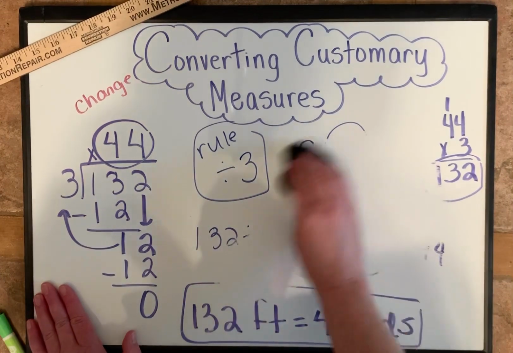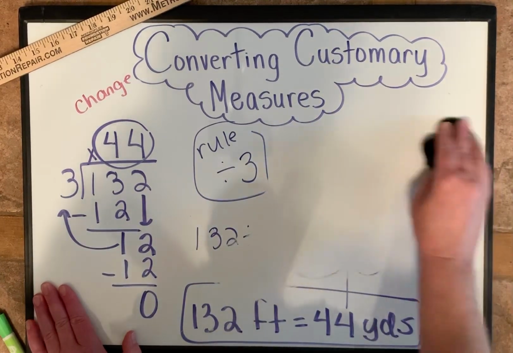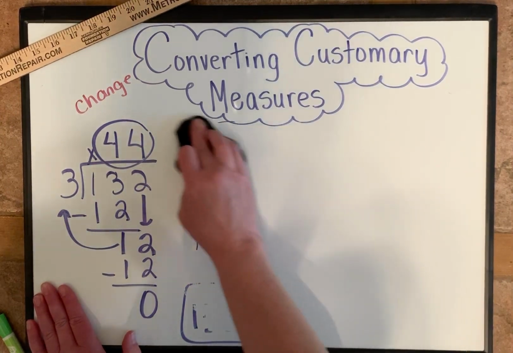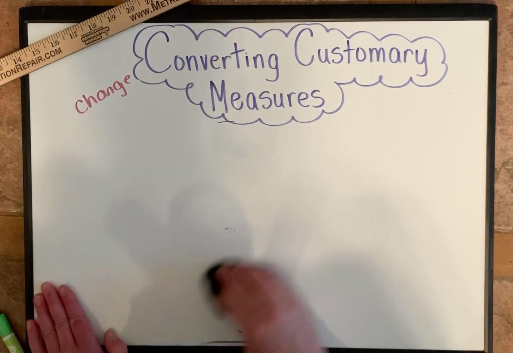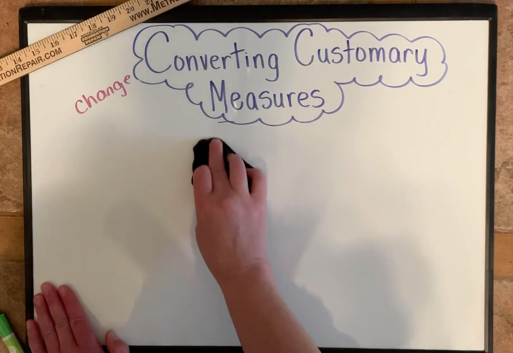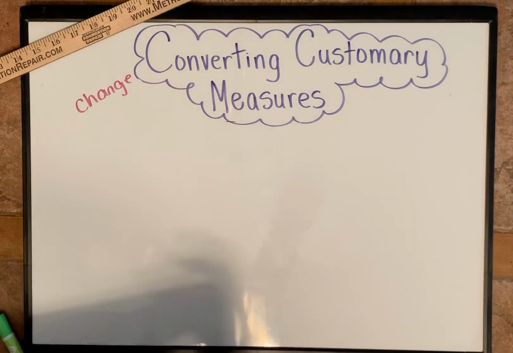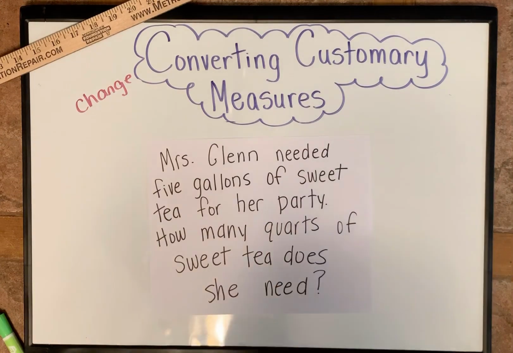So those were examples of customary conversions with customary lengths. Let's move on to another measure. Well, let's see, I'm not going to tell you. Let's see if we can figure it out. Let's look at our problem. Here it is. Read that for just a second.